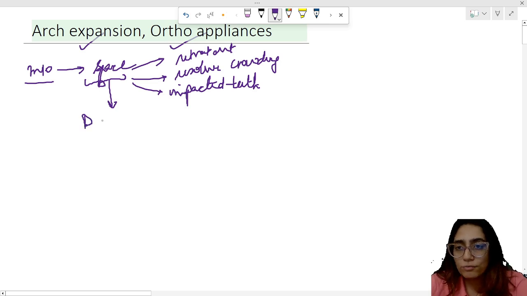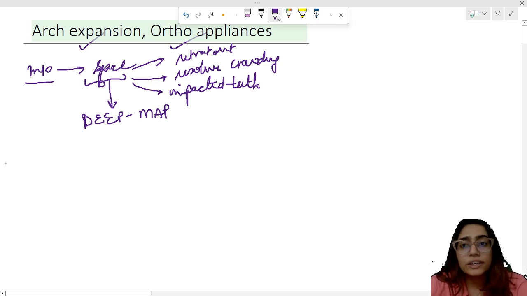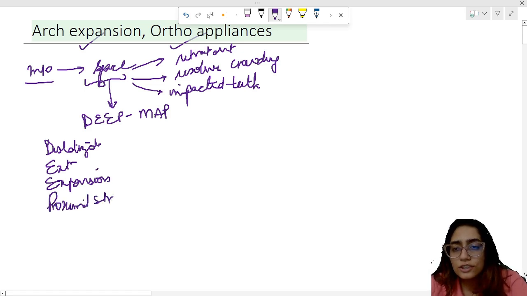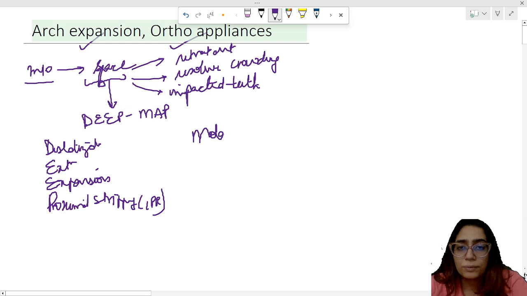So I have a mnemonic of my own, that is DMAP, DWPMAP. So with this you'll be able to enumerate the methods. So D stands for distalization, E is for extraction, E is for expansion, P is for proximal stripping, also known as interproximal reduction or IPR. Then for M, we have molar uprighting.